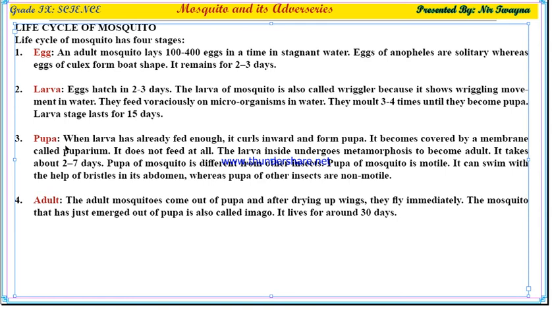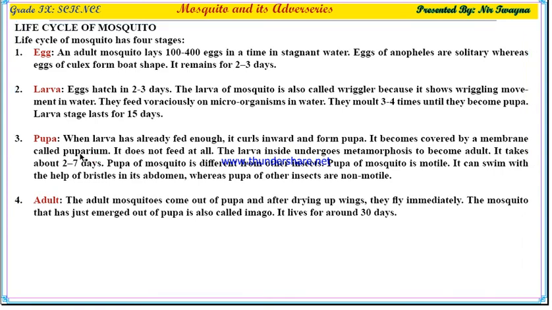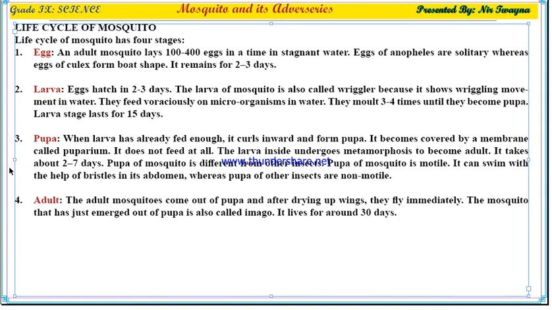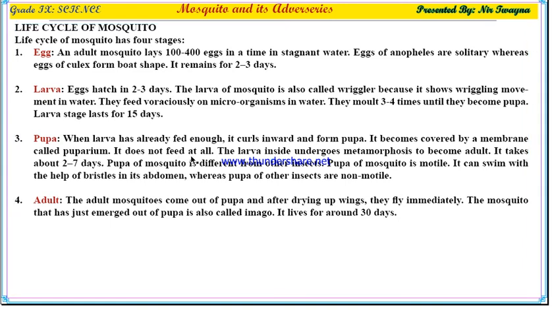Okay, next pupa. When larva has already fed enough, it curls inward and forms pupa. It becomes covered by a membrane called puparium to become pupa. The larva releases some saliva-like substances, and it curls down. And it covers its head and thorax with that saliva, and that saliva very soon becomes solid, and that solid structure is called puparium. So puparium protects them, and it does not feed at all.